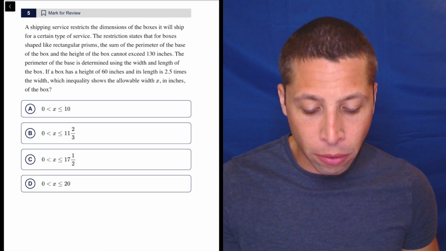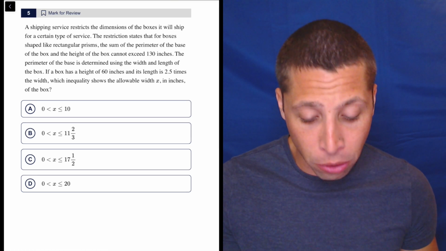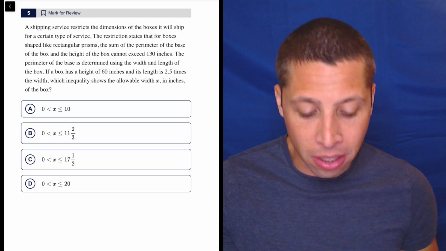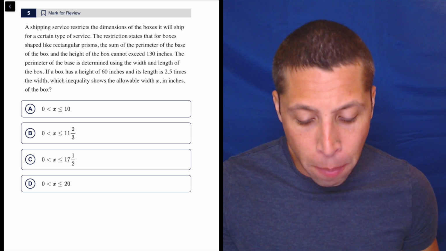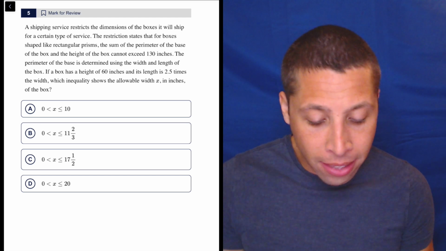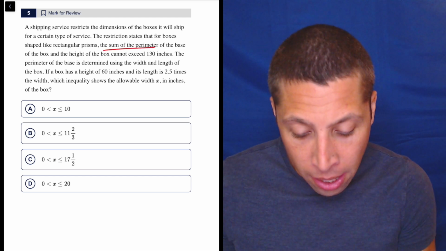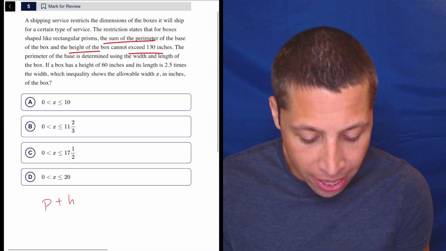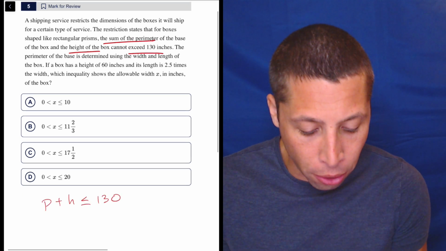So a shipping service restricts the dimensions of the boxes it will ship for a certain type of service. The restriction states that for boxes shaped like rectangular prisms, the sum of the perimeter of the base of the box and the height of the box cannot exceed 130 inches. That's an instruction. The sum of the perimeter and the height cannot exceed 130. So the perimeter plus the height is less than or equal to 130.